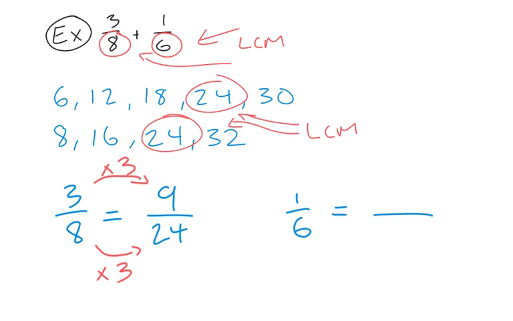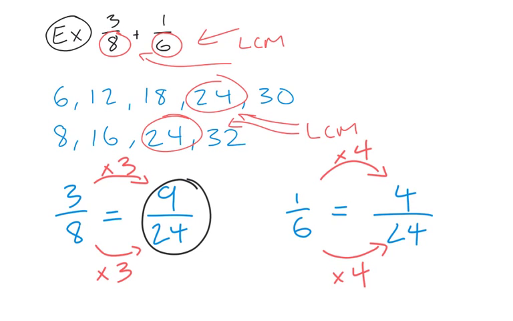I'm going to do the exact same thing on the right side. So the new denominator is going to be 24. You're going to have to ask yourself, how do I go from 6 to 24? You multiply 6 by 4. What you do to the bottom, you also have to do to the top. So 1 times 4 actually is 4. And what we've done is we've written equivalent fractions for 3 over 8 and 1 over 6. I'm just going to circle that with a black pen.